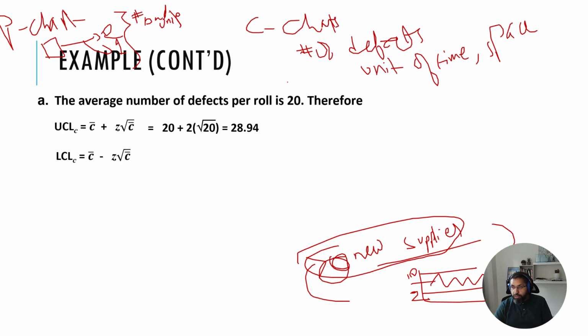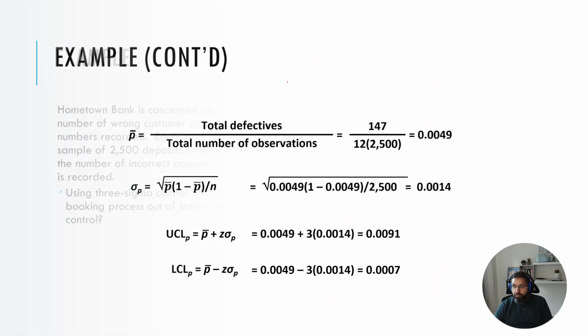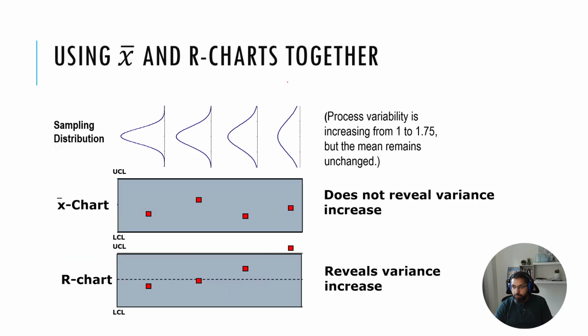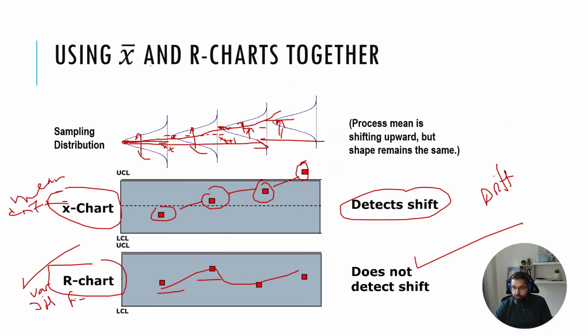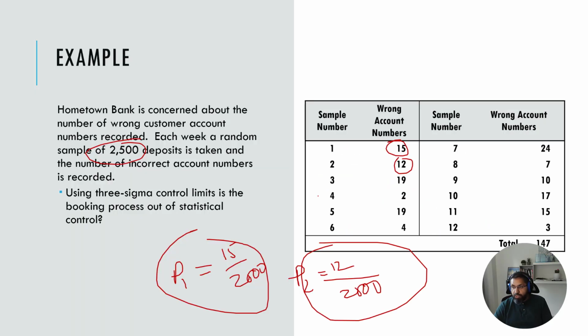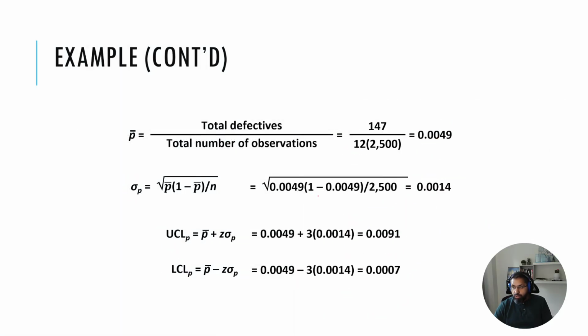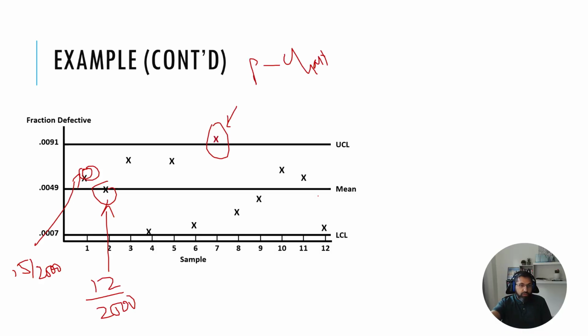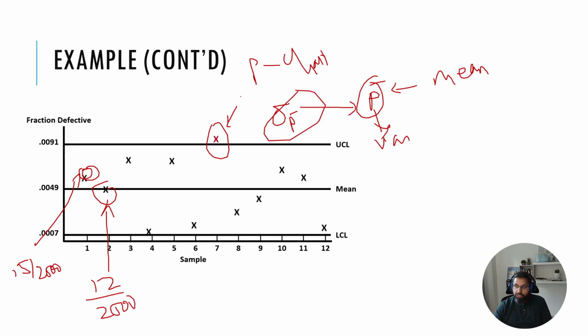Now you might wonder, when we did the X bar and R chart, the first example, right here, we used two charts, right? An X bar chart and an R chart. And then when we go for attribute data, like P charts, we only have one chart. Look at that, just one chart. Why? Because if the mean changes, the mean in this case is P bar, then the variance automatically changes, because the sigma of P bar is a function of P bar. If P bar changes, this will change.